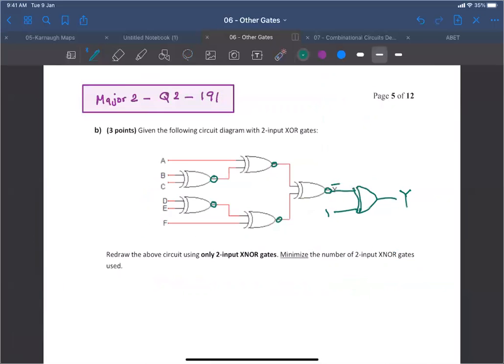So I put a bubble here and a bubble here as well, so they cancel each other. But instead of the bubble at the input, I put a 0 instead of 1. Change this to 0 instead of 1. Excellent. Any question?